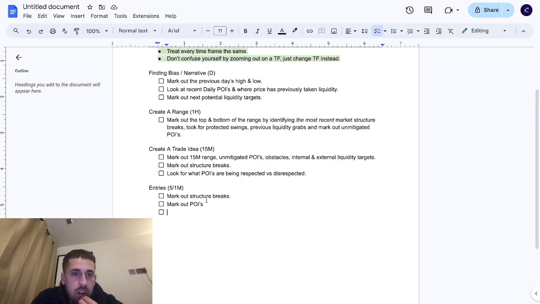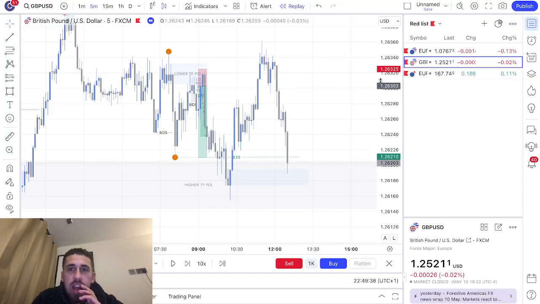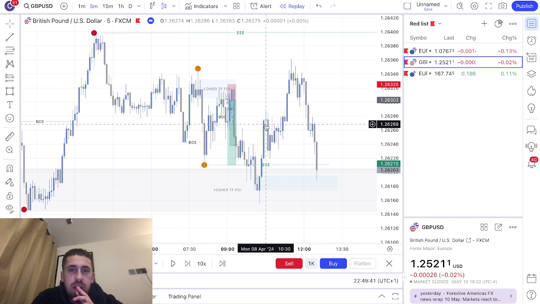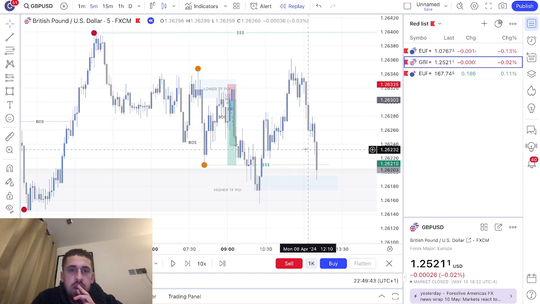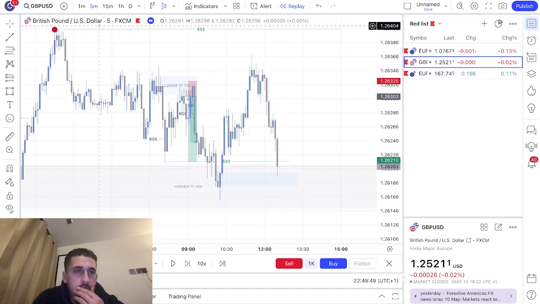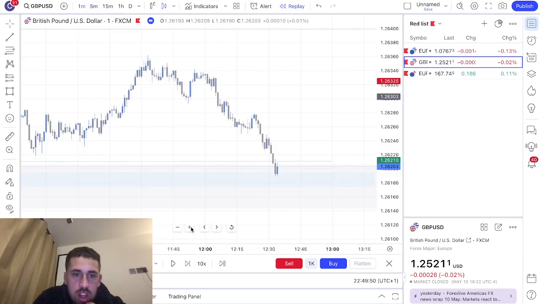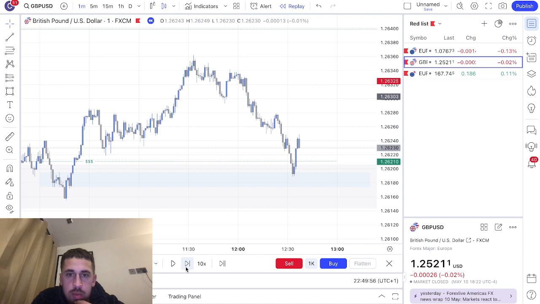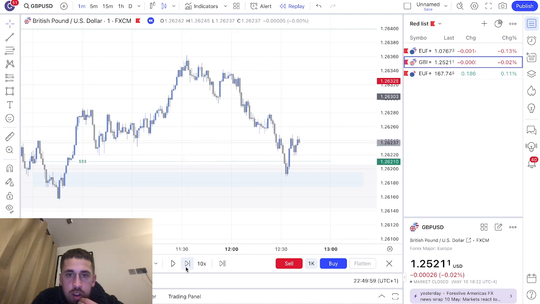So hold up, mark out unmitigated POIs. Let's see then if that does anything. That's completed its. Right, this is actually quite a pro trend move, really. All those things have lined up. So now we want to see a 1 minute structure break.